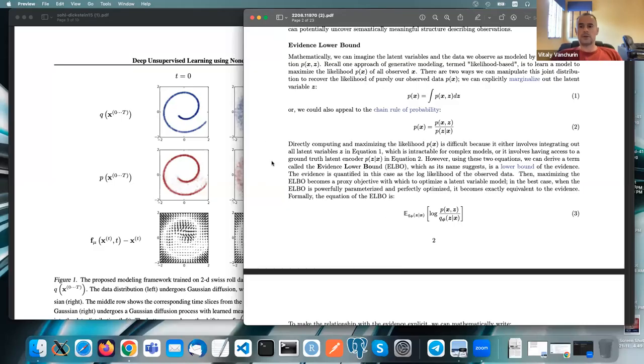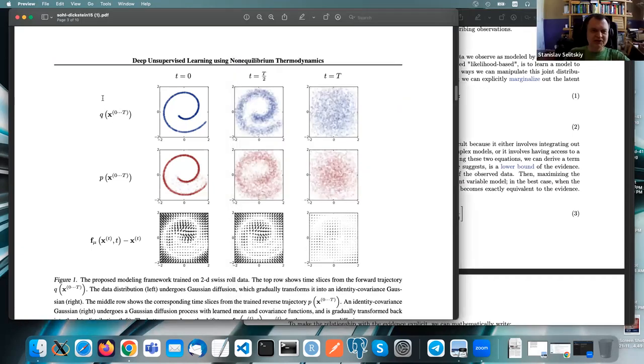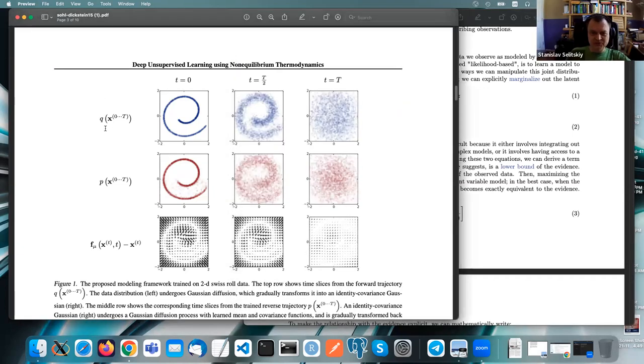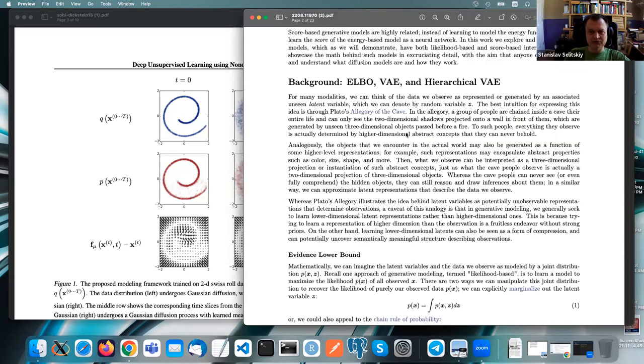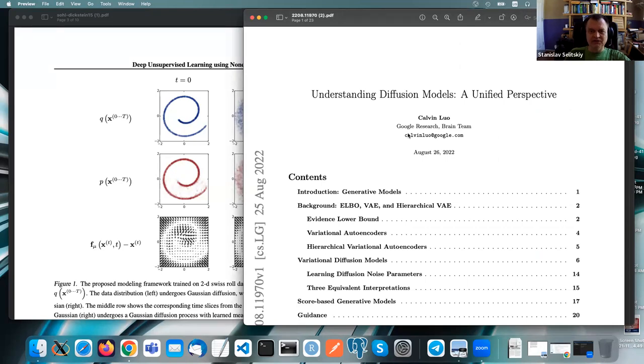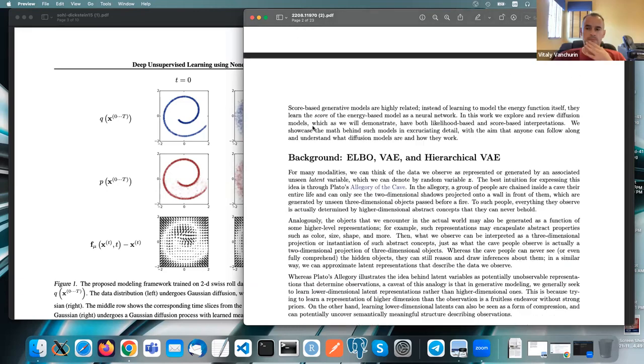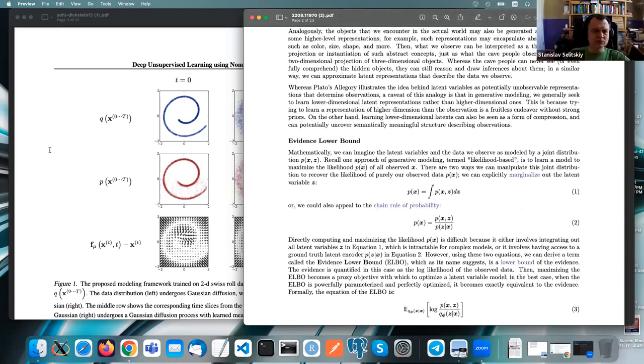Right. Go ahead, Stanislav. Yes, so initially I was thinking to present just this paper. I was looking for something about diffusion models and found this kind of classic one, but because it's a little bit dense and choppy, I also looked for something more explanatory and found another paper, and I think they go together very nicely. So let's start with the original one.